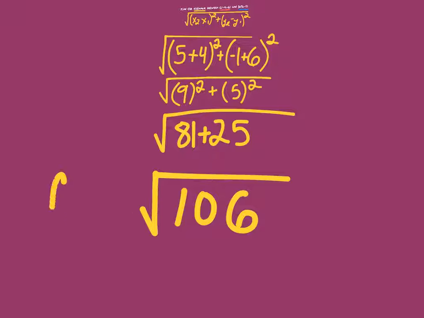So the length of CD, or the distance between them, is the square root of 106. Not too bad, right? I hope. It's just using the right formula, plugging the numbers in, and then making sure that you're not forgetting to add as you go.